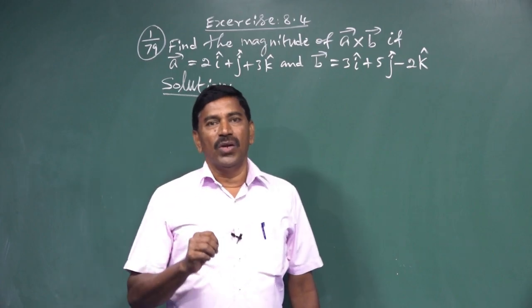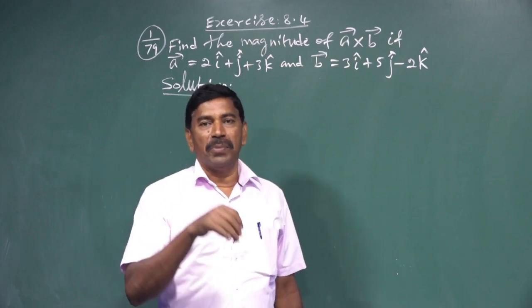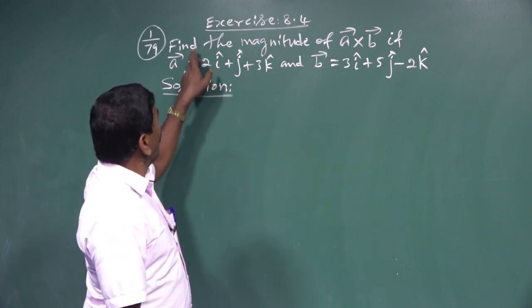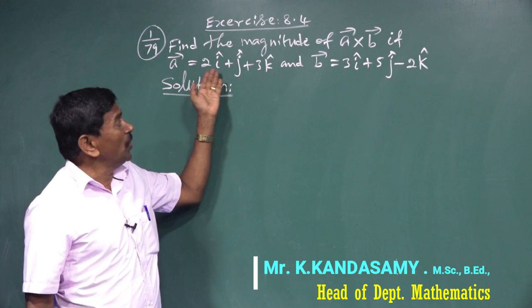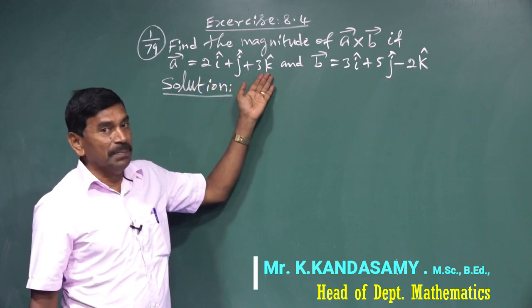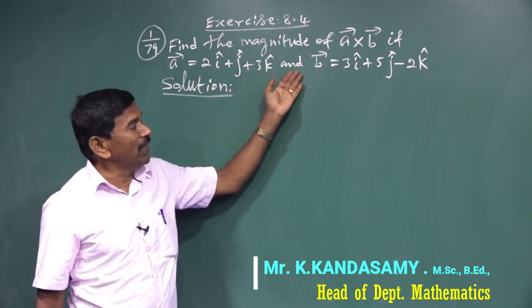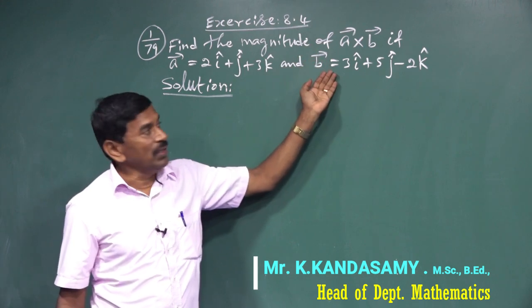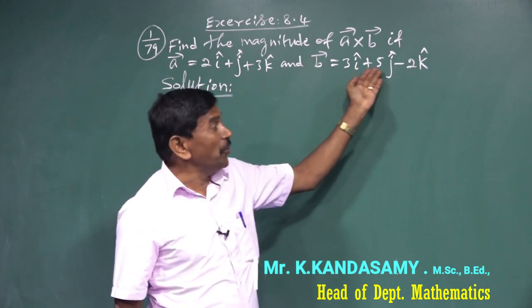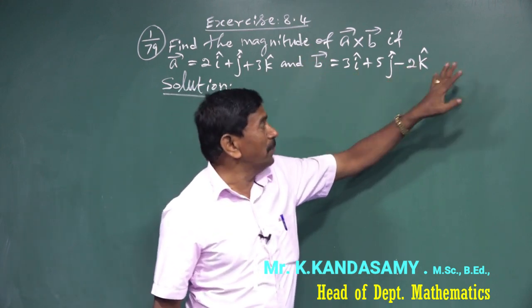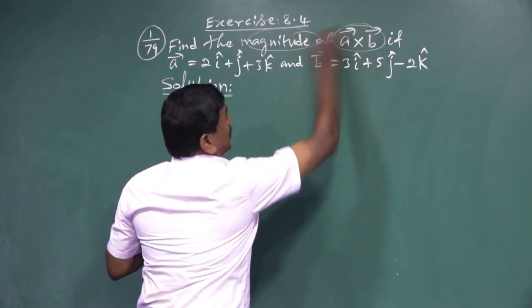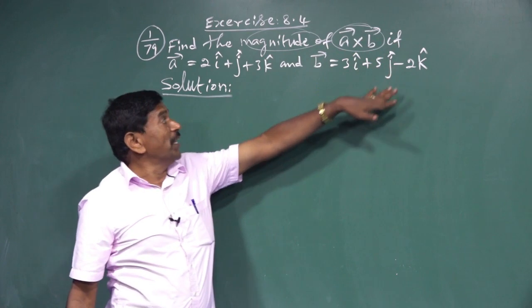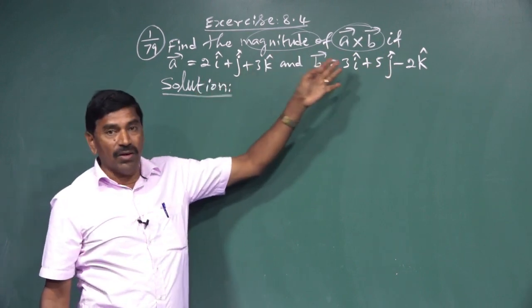Children listen. Today our topic is exercise 8.4 first question. Find the magnitude of A cross B if A vector is equal to 2i cap plus j cap plus 3k cap and B vector is equal to 3i cap plus 5j cap minus 2k cap. Listen again. Find the magnitude of A cross B if A vector and B vector are given.